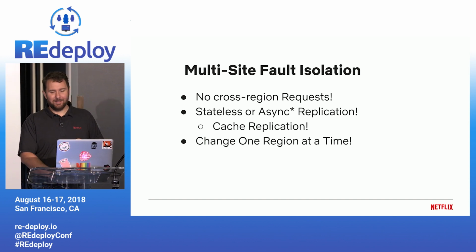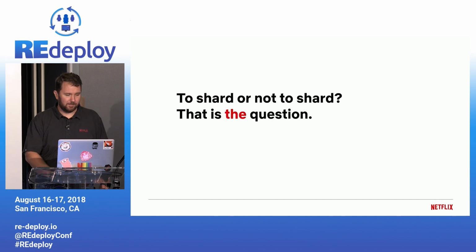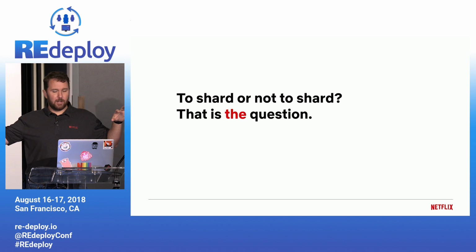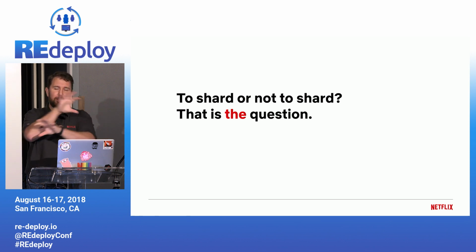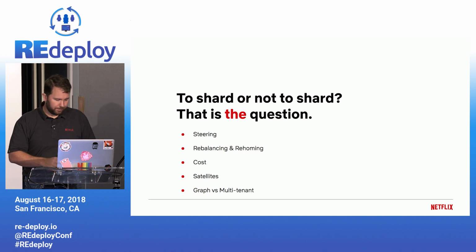Again, one region at a time. Cross-region requests also break that isolation. So the whole RF equals 2, RF equals all is sharding or not, or the opposite. And that's the main question that's just going to drive your architecture decisions.